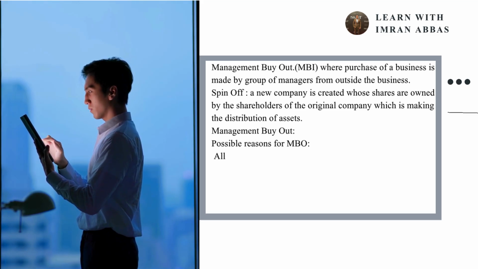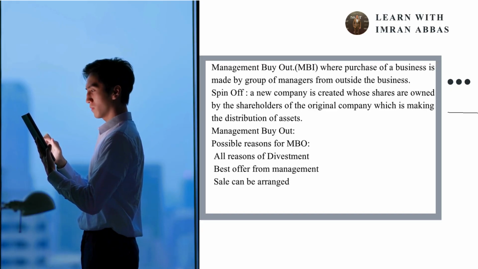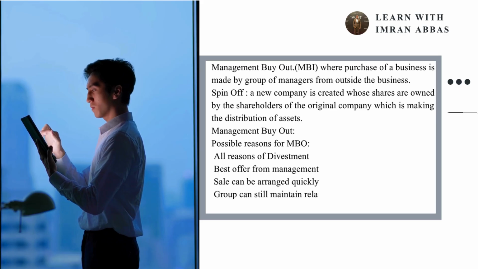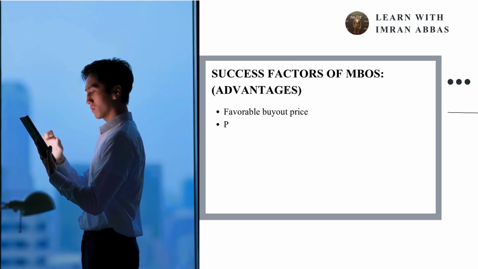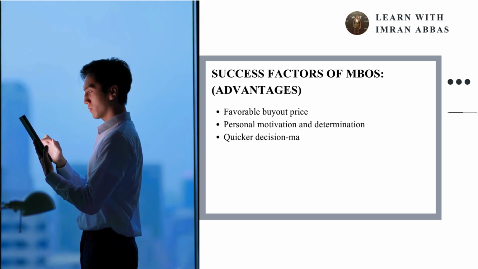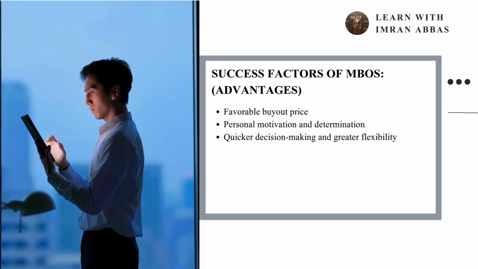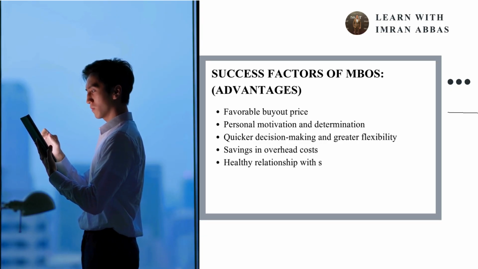Possible reasons for MBO: all reasons of divestment, best offer from management, sale can be arranged quickly, group can still maintain relations. Success factors of MBOs. Advantages: favorable buyout price, personal motivation and determination, quicker decision-making and greater flexibility, savings in overhead costs, healthy relationship with subsidiary.